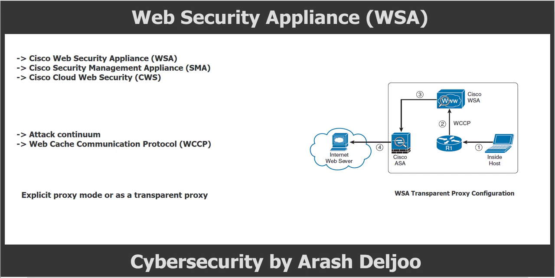The next figure shows a Cisco WSA deployed as a transparent proxy. The following steps are illustrated in this figure. Step 1. As you can see, an internal user makes an HTTP request to an external website. Step 2. The internal router R1 redirects the web request to the Cisco WSA using WCCP. Step 3. The Cisco WSA connects to the website on behalf of the internal user. And step 4. The firewall Cisco ASA is configured to allow only outbound web traffic from the WSA. The web traffic is sent to the internet web server.